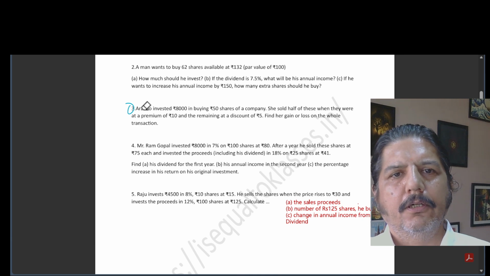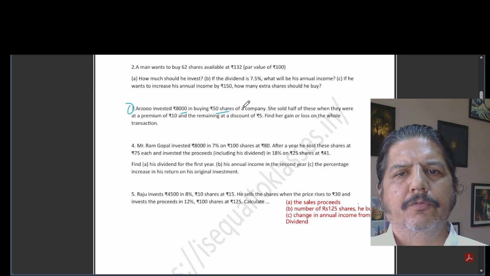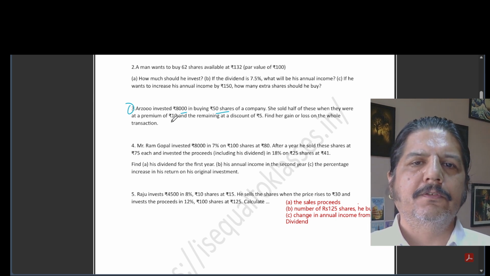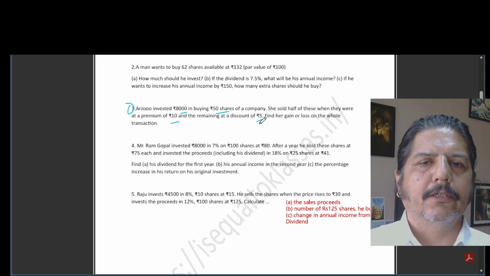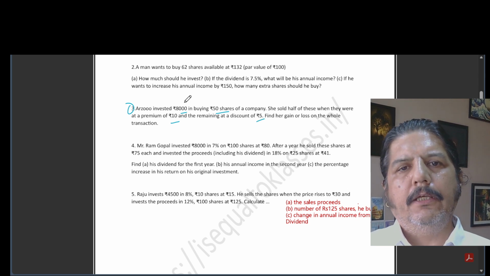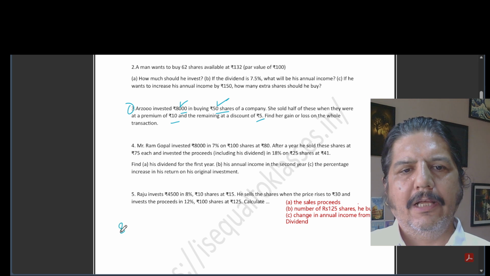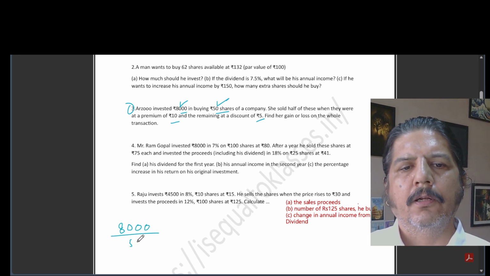At the next question, Arzu invested rupees 8,000 in buying rupees 50 shares of a company. She sold half of these when they were at a premium of rupees 10, and the remaining at a discount of rupees 5. Find her gain or loss on the whole transaction. Now, see, she is spending rupees 8,000 to buy rupees 50 shares. So this will help us calculate how many shares she has bought in total.